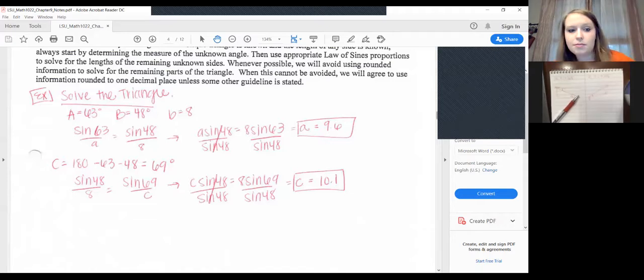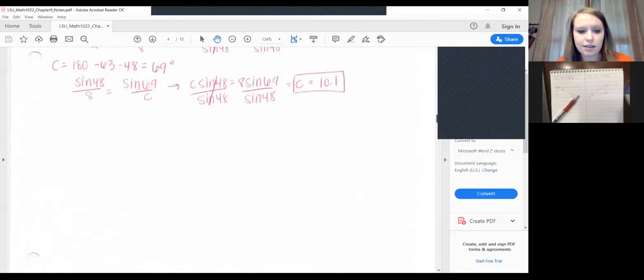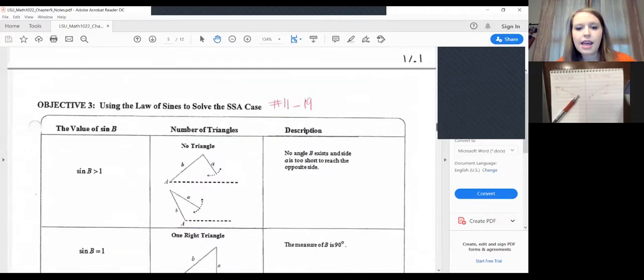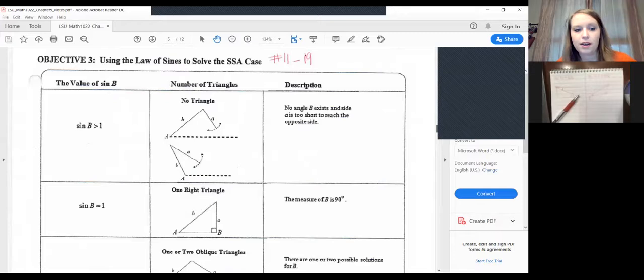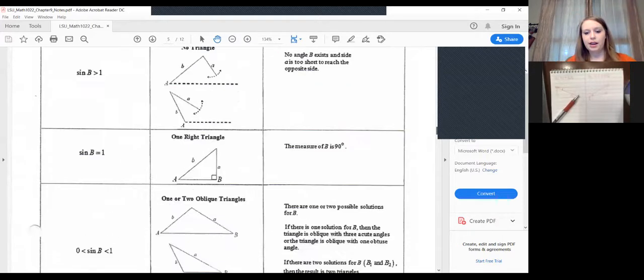Sometimes they'll give you a picture, sometimes they won't. They'll just give you this. And that's why I gave you that one, because it's a little bit harder. Pictures are easier to see. Okay, this is the harder part on section 9.3.